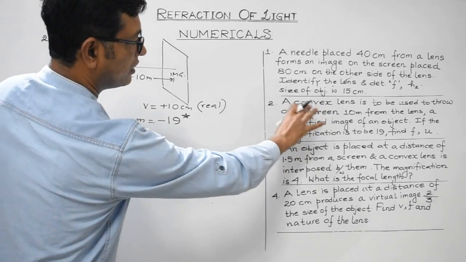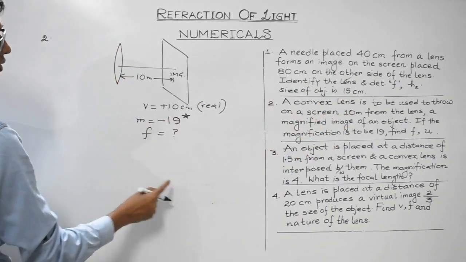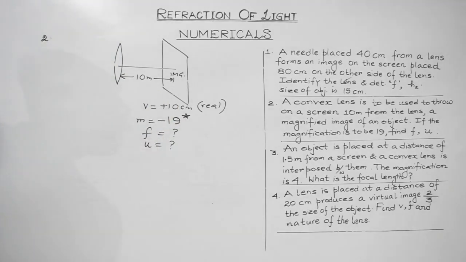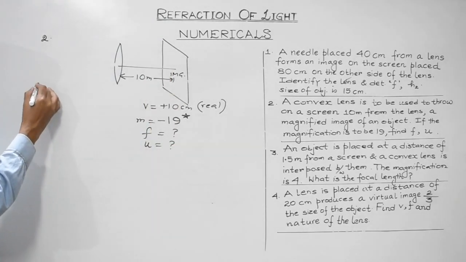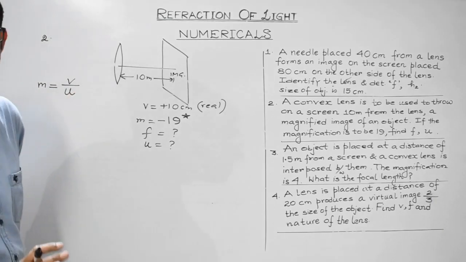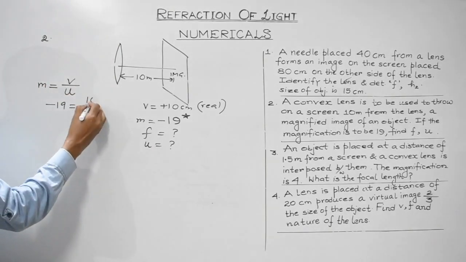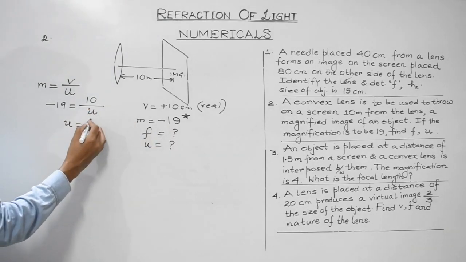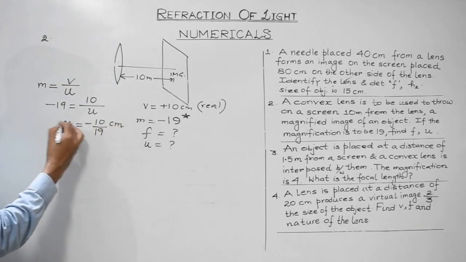So magnification is given, image distance is given. We are supposed to find out the focal length. Focal length of a convex lens should be positive, and U should be negative. These two are to be determined. So let's find out the relationship between these two, right? So we are aware M is given by V by U. We all are aware of it. In case of lenses, M is given by V by U. M is minus 19, V is 10 divided by U. So U would be equal to minus 10 by 19 and it would be in centimeter. So this is U.